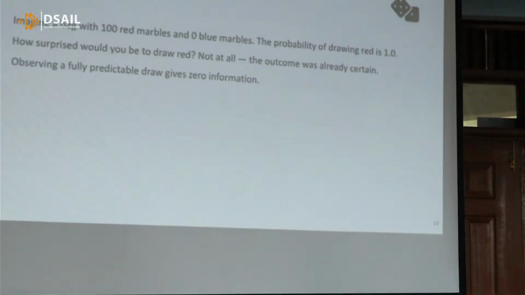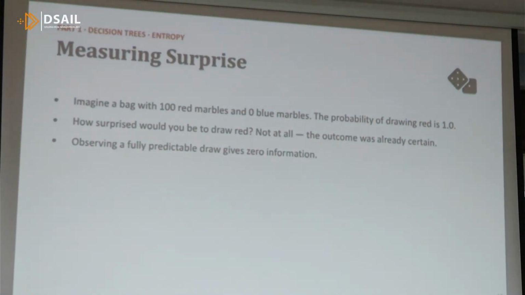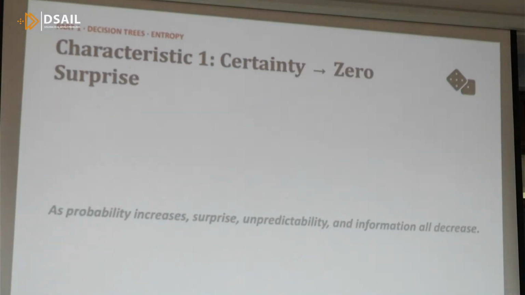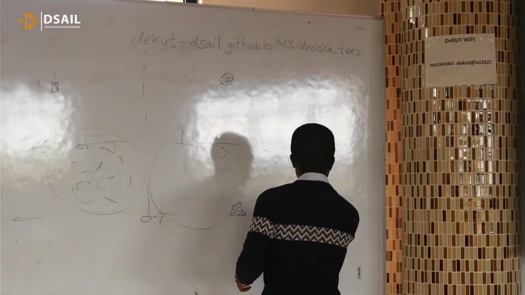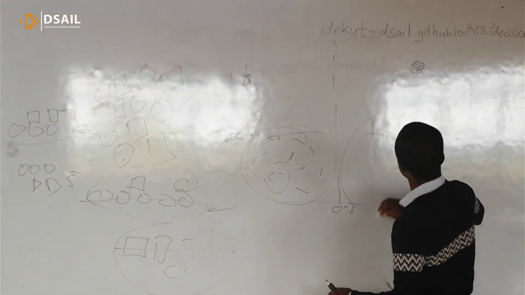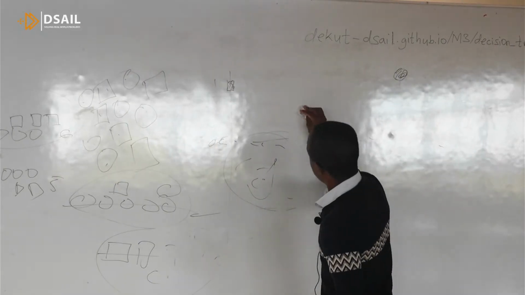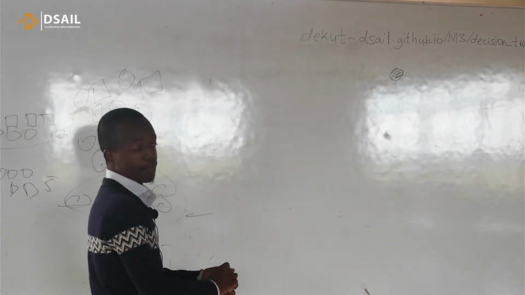So you will not be surprised at all because the outcome is expected. It's a sure bet. Observing a fully predictable draw gives zero information. What we're building towards here is deriving the measure of entropy. We want to see how entropy comes about. How do we rigorously or mathematically formulate it from the principles that we are laying down? Let me list them down here as we go along the way, and there's going to be some math here.